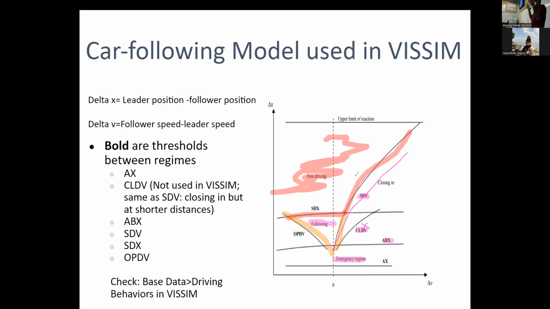You should know, depending upon what's happening with delta V and delta X, you should be able to figure out which of these regimes are following regimes. So that's what happens in DCM. They look at leader and follower, they look at delta V and delta X, and then they have a whole algorithm for what type of car following model or what type of acceleration and deceleration choices the follower is going to make based on those thresholds.